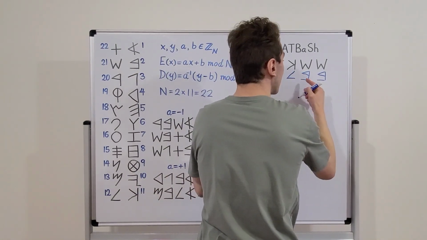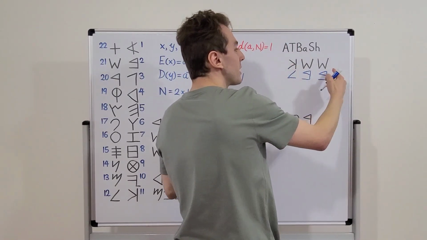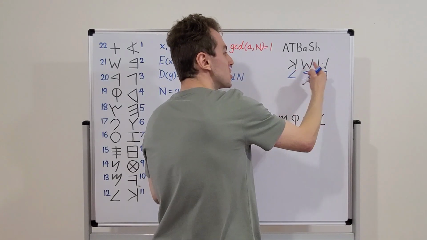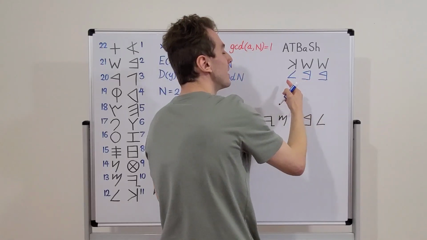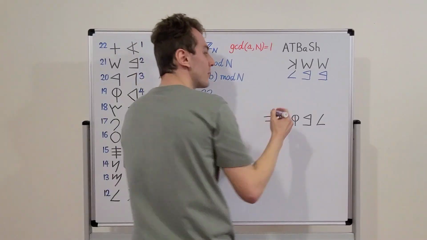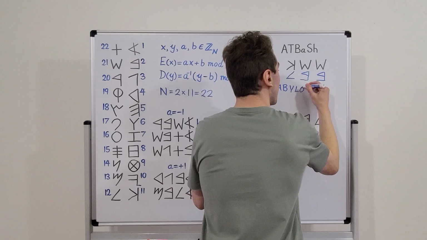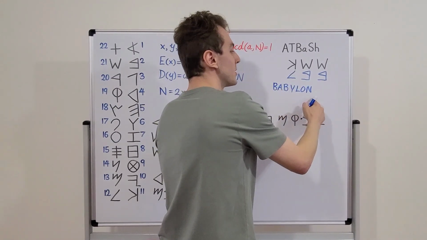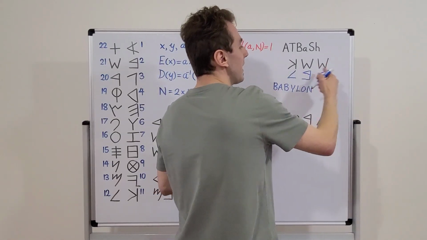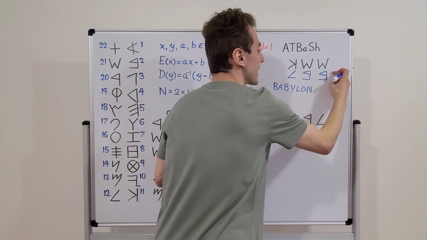So we have bet, bet, lamed. We can read this word up here as Shishak. So we have Shishak, and underneath we have Babel. Shishak gets mapped to Babel when we use the ATBaSh cipher. And Babel means Babylon. So we can write this as Babylon. Babylon is written as bet, bet, lamed, Babel. And this Shishak over here is the ciphertext, and this is the plaintext.